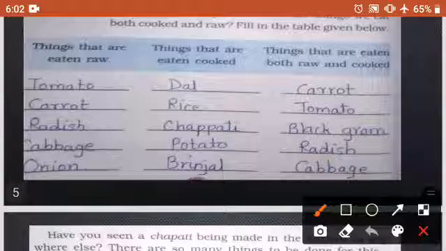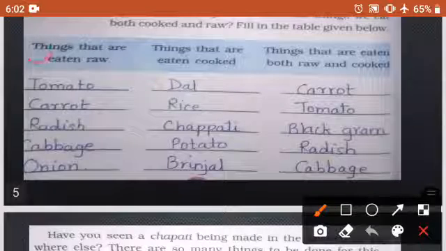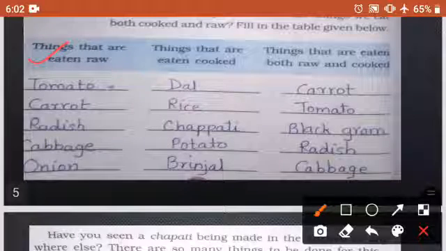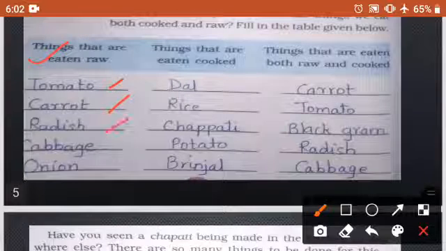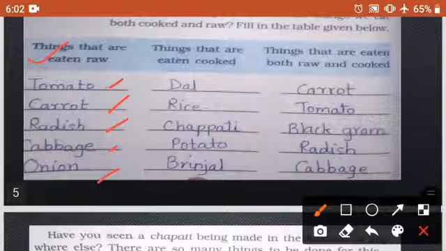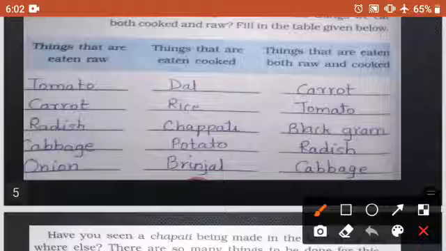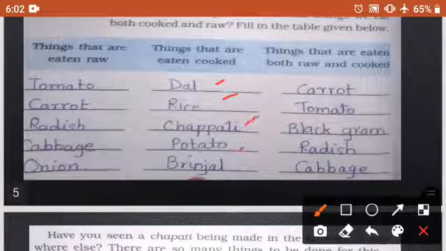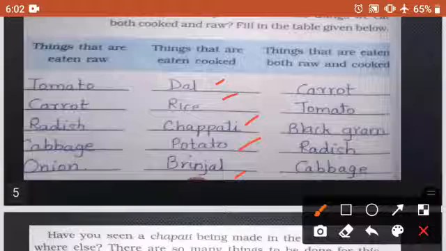First we are going to concentrate on things that can be eaten raw. So tomato, carrot, radish, cabbage and onion. These are the things that can be eaten raw. Next we see things that can be cooked. So we can cook dal, rice, chapati, potato and brinjal. These vegetables and food items need to be cooked before they are eaten.